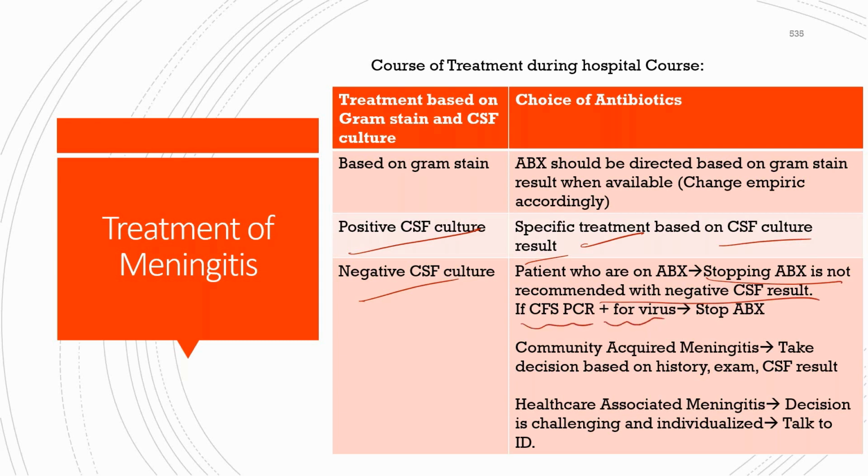If CSF PCR is positive for virus, then obviously there is no role of antibiotics. Then you'll give them IV acyclovir, and you can stop other antibiotics. But otherwise, let's say the CSF culture is negative, then the decision is based on history, exam, and CSF result. And if the CSF result is pointing towards bacterial meningitis, you will finish the antibiotic course. But in case of healthcare-associated meningitis, the decision is challenging and individualized, and you need to talk to ID.